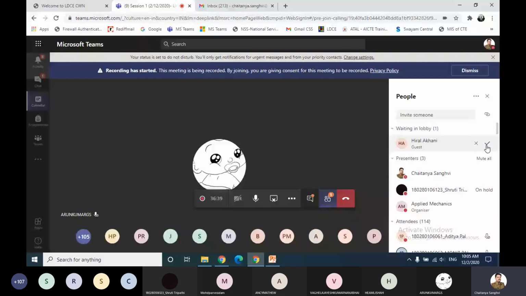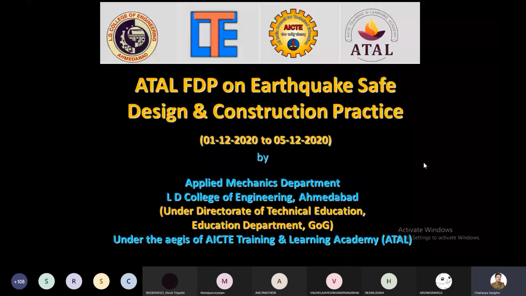So we will start the first session of the second day of ATAL FDP on earthquake safe design and construction practice. It is organized by Applied Mechanics Department, LD College of Engineering, Ahmedabad, which is under the Director of Technical Education, Education Department, Government of Gujarat. We are conducting this FDP under the aegis of AICTE Training and Learning Academy, ATAL. And today's first session is on understanding structural behavior through experiments in earthquake engineering.